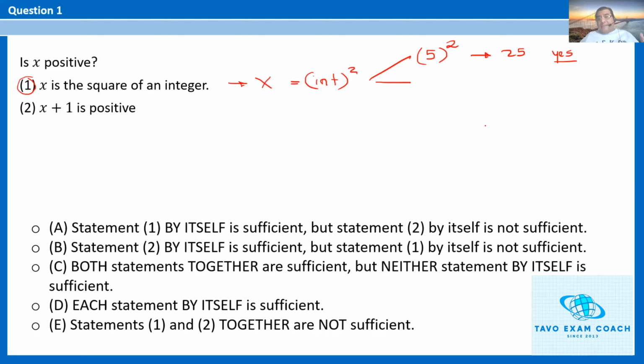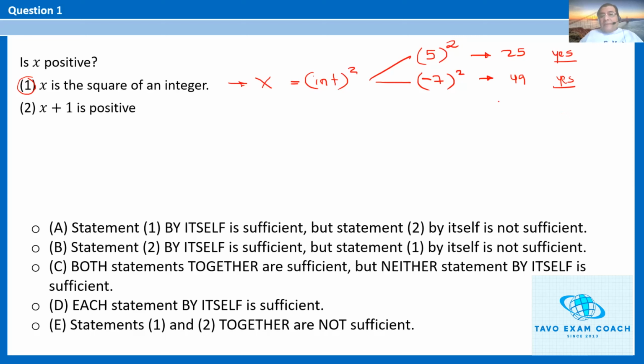What if x were the square of another integer, say for example, negative integer -7? If you square -7, then what happens? You get 49, another positive value. So again, the answer to the question would be a yes. So it looks like we have a unique answer to this question in all possible cases.